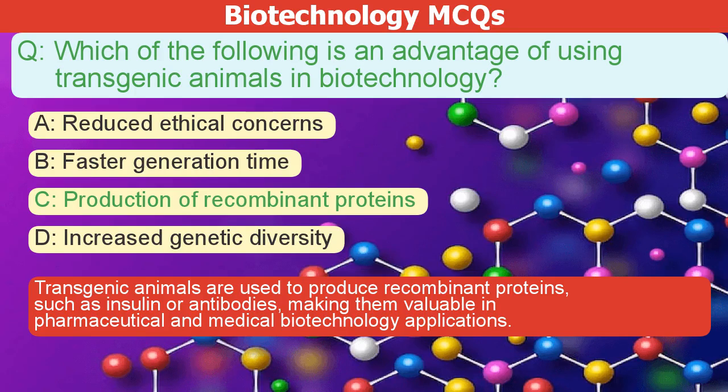The correct answer is C. Transgenic animals are used to produce recombinant proteins, such as insulin or antibodies, making them valuable in pharmaceutical and medical biotechnology applications.